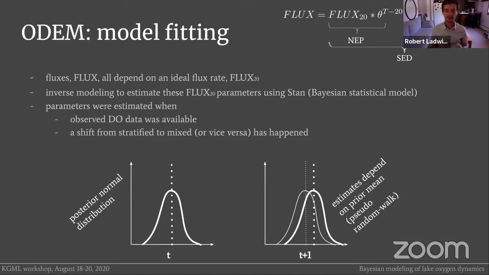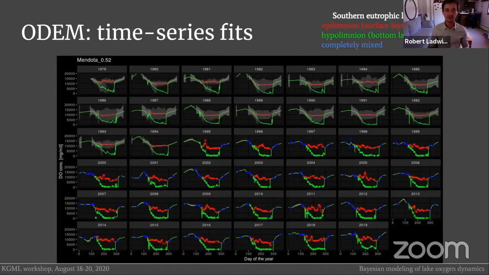And here to do this all in a Bayesian way, we also assumed at the beginning that all these flux 20 parameters follow a normal distribution, and that every subsequent estimation of these flux 20 parameters depends on the prior mean. And in this way, we implemented some kind of random walk into the model fitting. So each lake was fitted specifically with this Bayesian model, and we got very good replications of the oxygen dynamics for each lake. And I want to show you the first results for time series fits.